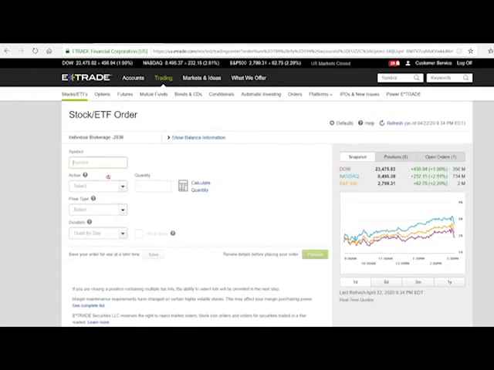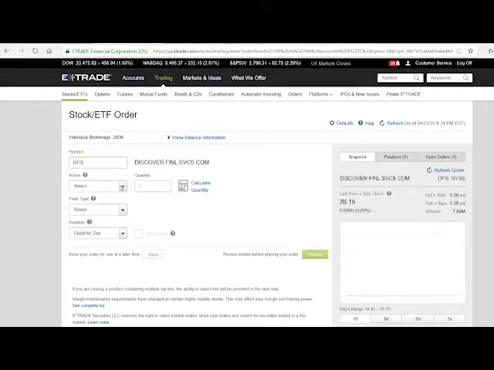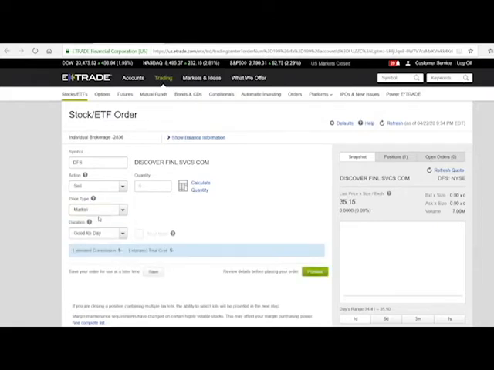Today we're going to go over how to sell on market. So basically what you want to do, you want to put a ticker symbol in. You're going to want to put the action. Then you're going to put the price type, market, and again good for day. Quantity, let's put 10. And then you're going to go to preview.